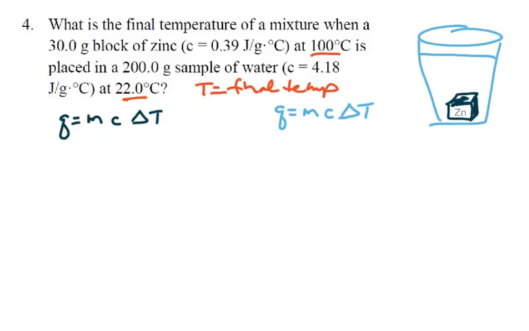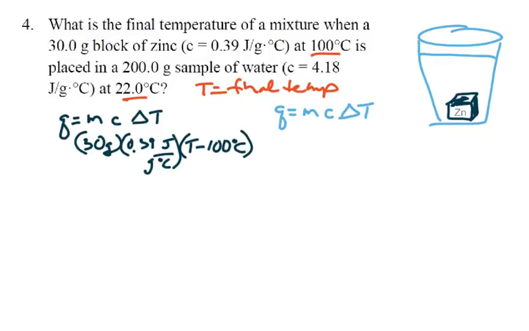So first off, let's set up our two situations. For the zinc, we have a 30-gram block, and we know that our C is 0.39, and that is joules per gram degree. And what's our temperature? It's at 100 degrees, and it's going to end up at T, and our definition is always final minus initial, so the change in temperature is T minus 100 degrees.